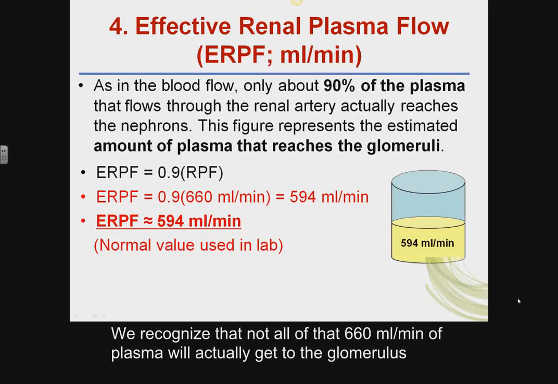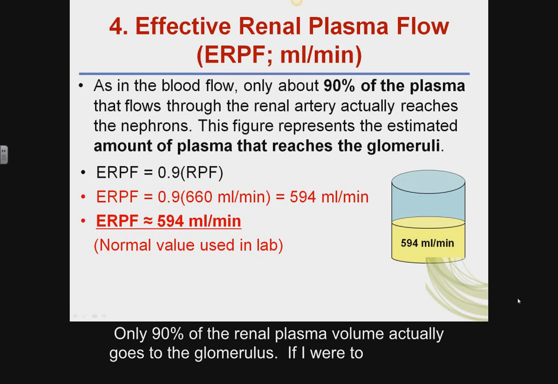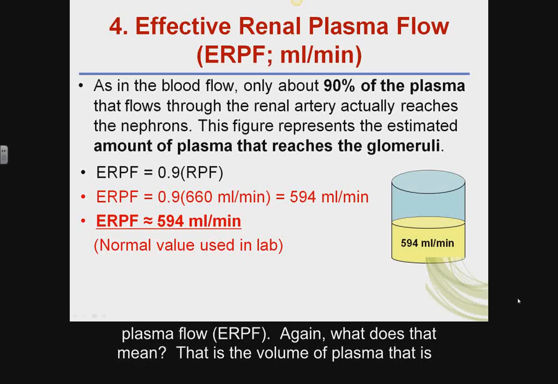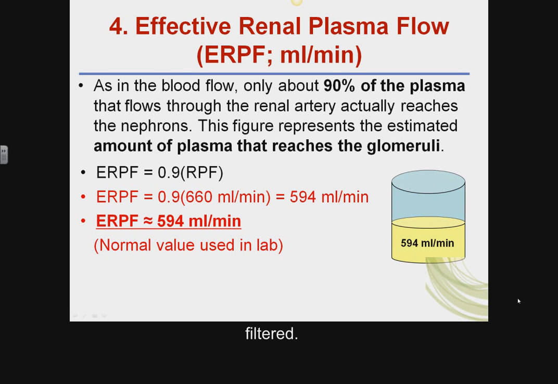We recognize that not all of that 660 milliliters per minute of plasma will actually get to the glomerulus and be filtered. Some of that plasma is going to serve the needs of the stromal cells. Only 90% of the renal plasma volume actually goes to the glomerulus. If I were to multiply 660 milliliters per minute times 0.9, I would get 594 milliliters per minute. That is known as our effective renal plasma flow, ERPF. Again, what does that mean? That is the volume of plasma that is actually going through the afferent arteriole leading to the glomerulus, which could be filtered.